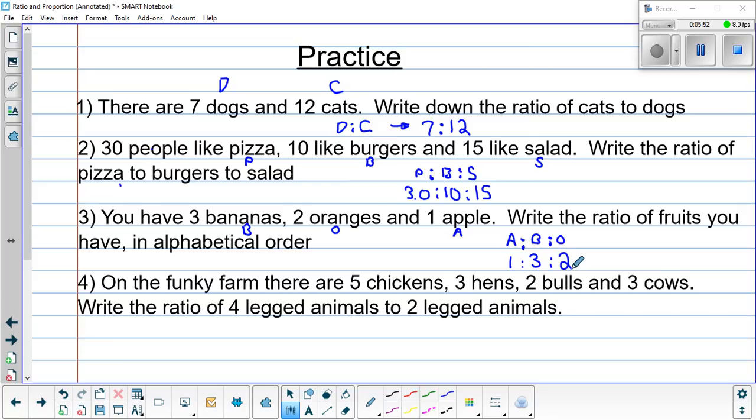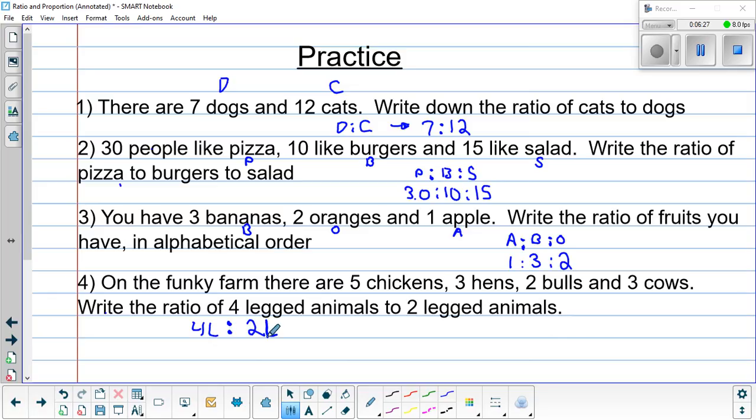So, question 4. On the Funky Farm, there are 5 chickens, 3 hens, 2 bulls, 3 cows. Write the ratio of 4-legged animals to 2-legged animals. So, kind of switching it up here, I just wanted to show you where we can start to bring in other parts of ratio. This will jump into some sections you'll see in the future, where we have to add together ratios. So here we have 4-legged animals to 2-legged animals.